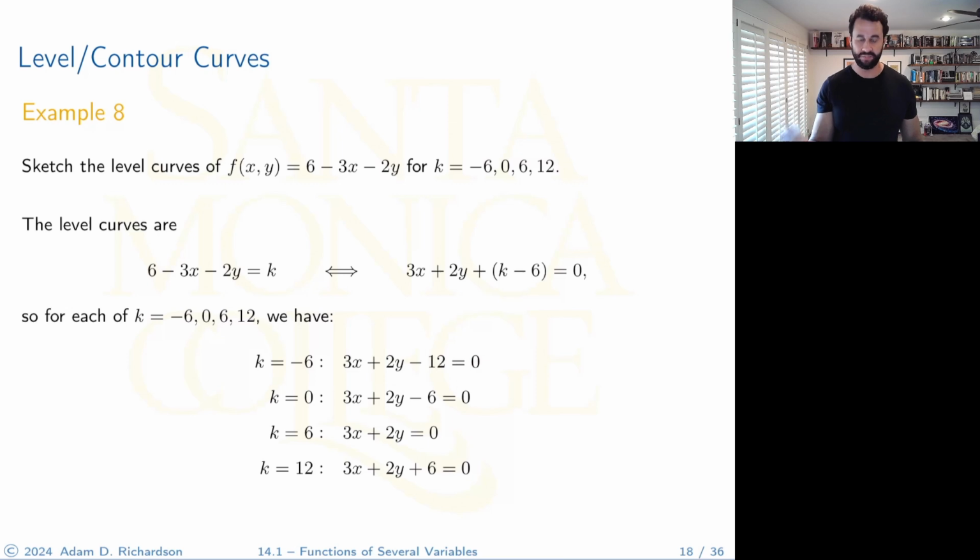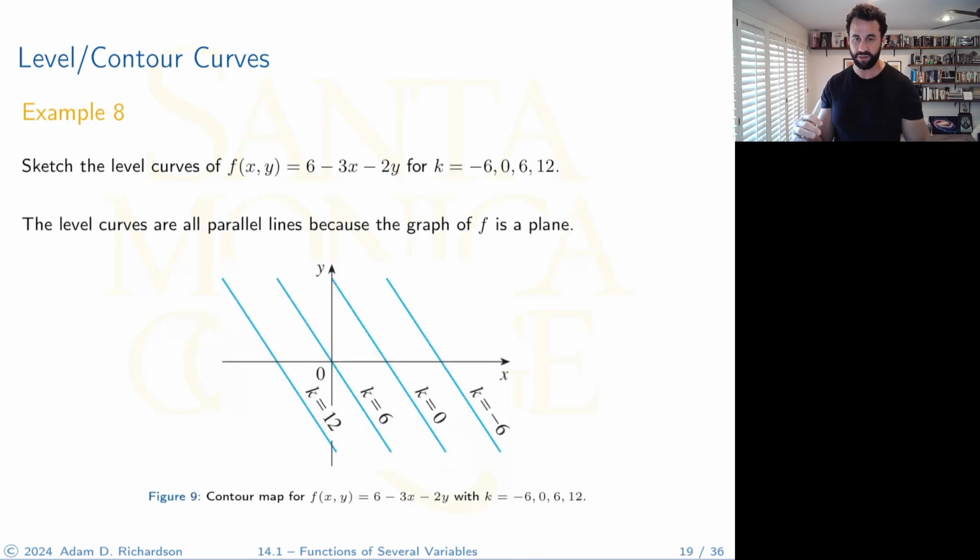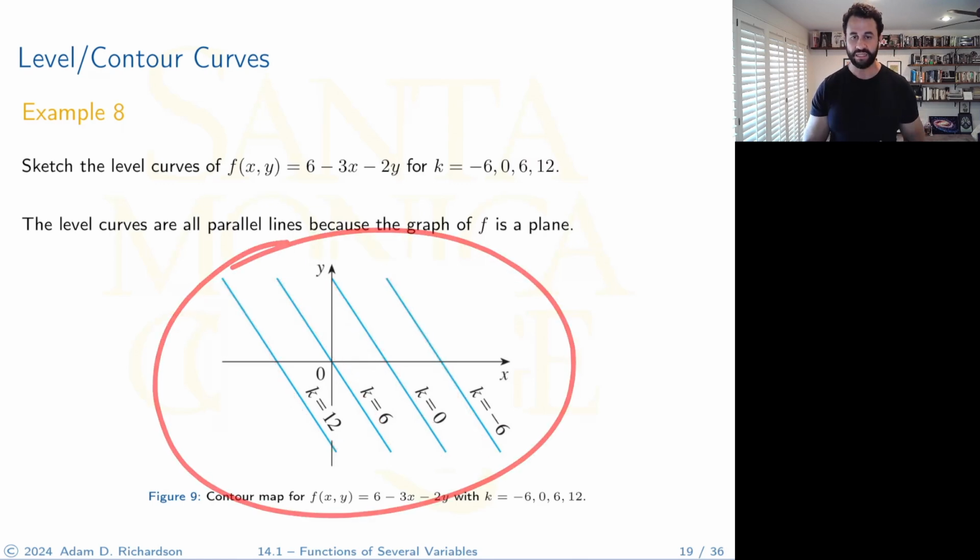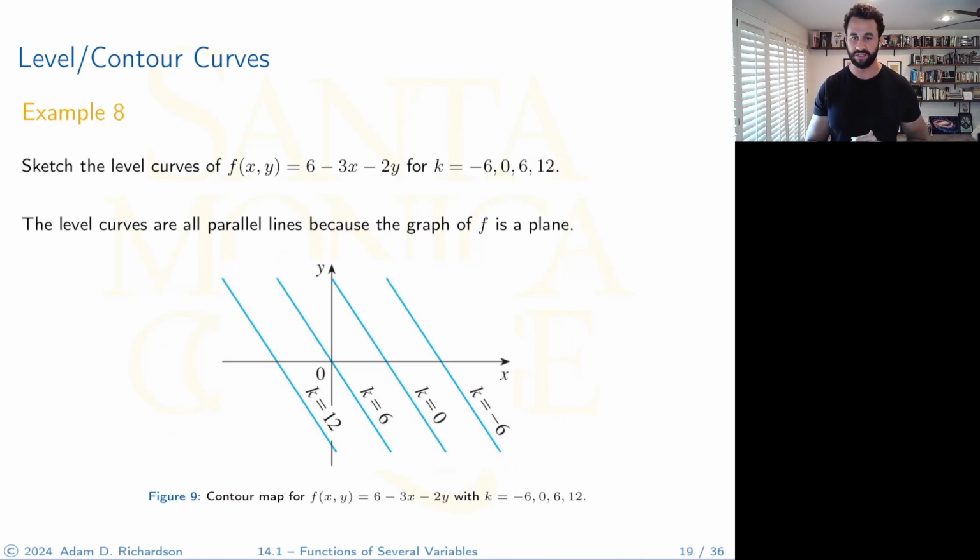And this makes sense because if you remember, this function is a plane in space. So we're taking some plane and slicing it horizontally with other planes. And when you slice a plane with a plane, you get a line. So each one of the traces is a line in space. Then we project all of those traces down to the XY plane and we get the level curves. And then this whole collection is our contour map. That's what it is.